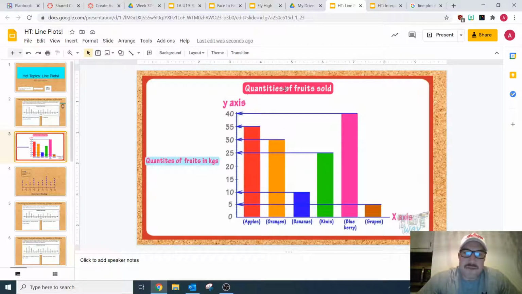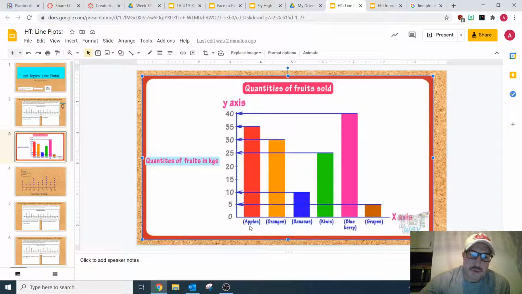So this graph is showing quantities, so amounts of fruit sold. Our x-axis is going to be talking about different fruits. So here we've got apples, and then oranges, bananas, kiwis, blueberries, and grapes. This red bar is going to show you how many apples, orange is going to show you how many oranges, blue is bananas, and so on. So your x-axis is going to be different types of fruits.